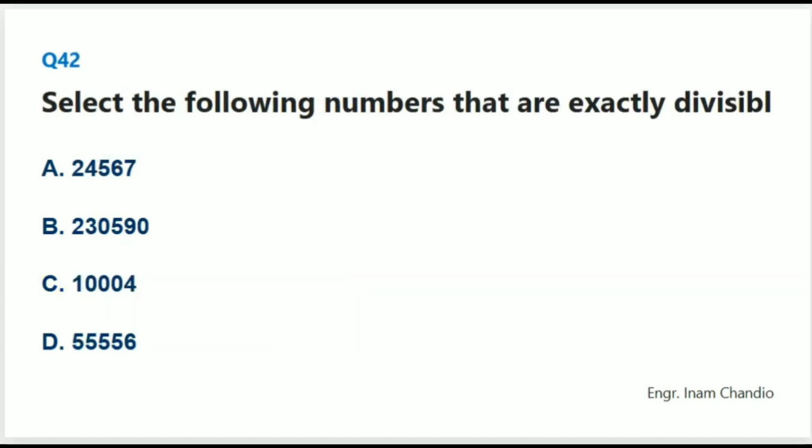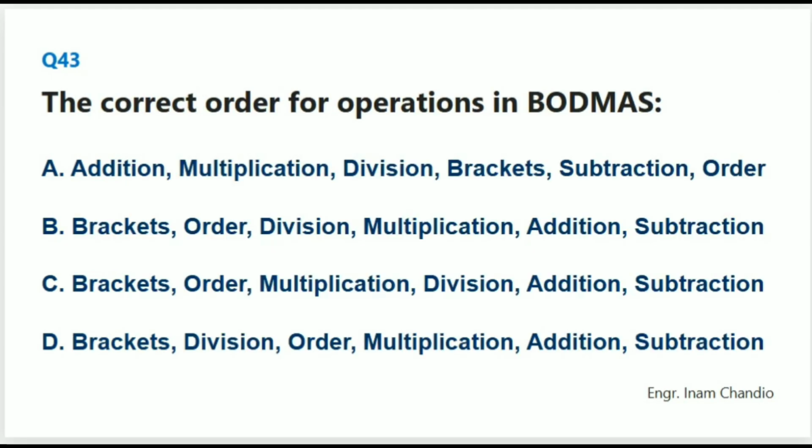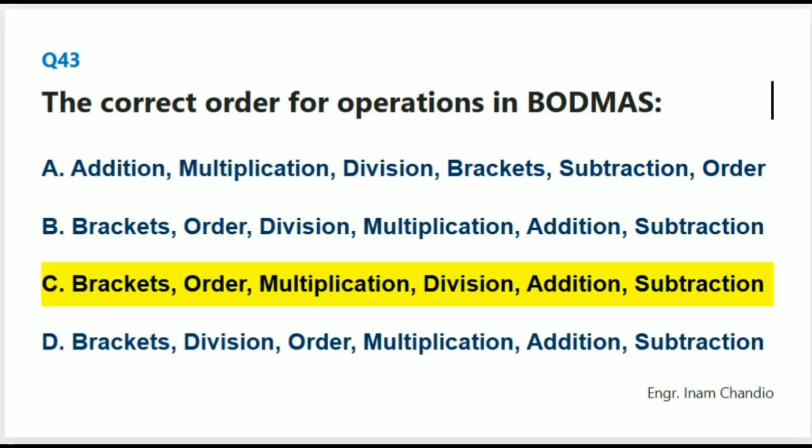Select the following numbers that are exactly divisible by 5. The correct answer is B. 230,590. The correct order for operations in BODMAS. The correct answer is C. Brackets, order, multiplication, division, addition, subtraction.